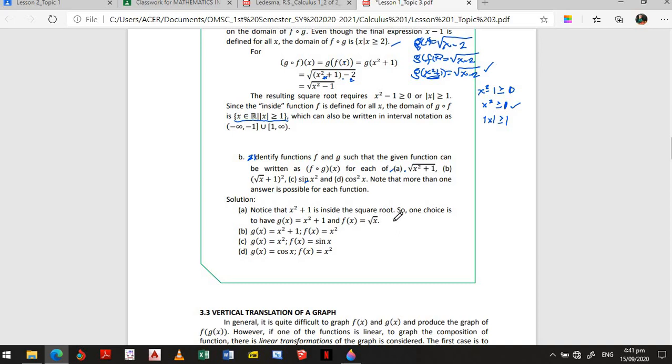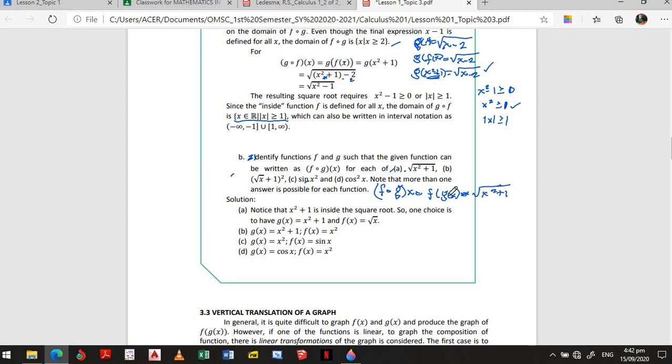But, isa-isahin po natin yung pinaka-simple po. So, ano pong hinahanap natin dito? Since we are given now f of g of x, or that is the composition function of our f and our g of x, which is equal to itong apat, square root of x squared plus 1, square root of x plus 1 squared, sine x squared, and then cosine squared x. So, ano pong hinahanap natin? Since, for considering our letter A, that is square root of x squared plus 1.